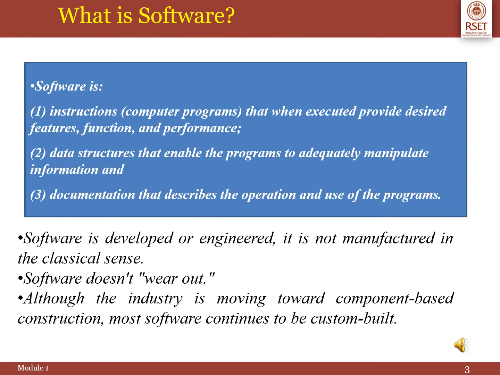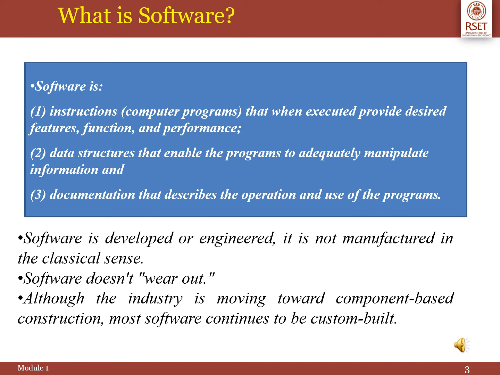What is a software? A software is a set of instructions that, when executed, provide desired features, functions, and performance. A software is a data structure. It also enables the program to adequately manipulate the information. And a software is a documentation that describes the operation and use of the programs.